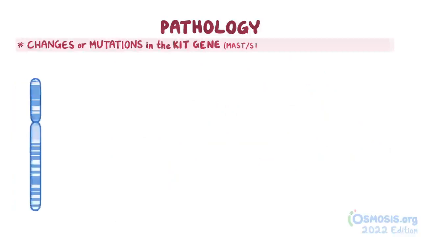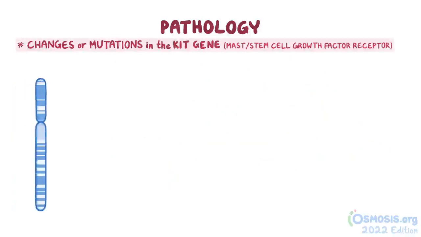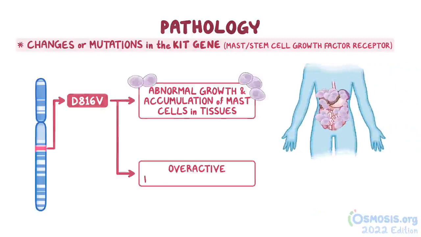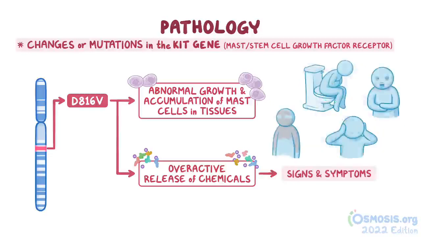Typically, mastocytosis is caused by changes or mutations in the KIT gene, also called mast stem cell growth factor receptor, and the most common mutation is D816V. This leads to abnormal growth and accumulation of mast cells in tissues and overactive release of chemicals, sometimes without a clear trigger. The effects of the chemicals involved in these allergic reactions lead to many of the signs and symptoms of the disorder.